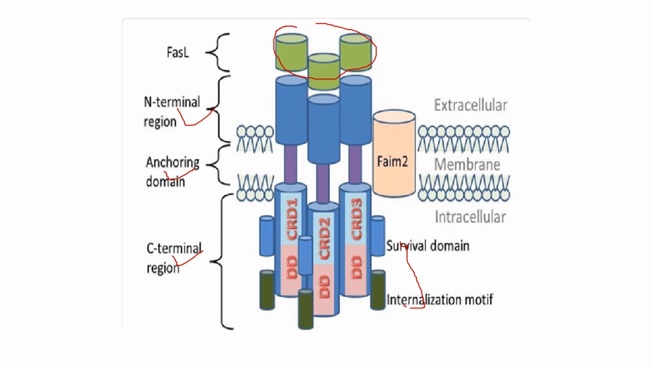So the extracellular domain binds to the FasL ligand, okay, and triggers the apoptosis. The intracellular domain, we can call the death domain. It is involved in the recruitment of various intracellular signaling molecules, okay, mainly caspases, ultimately leading to apoptosis.